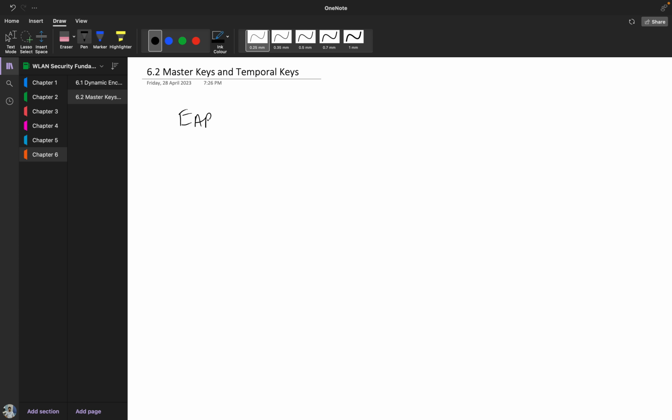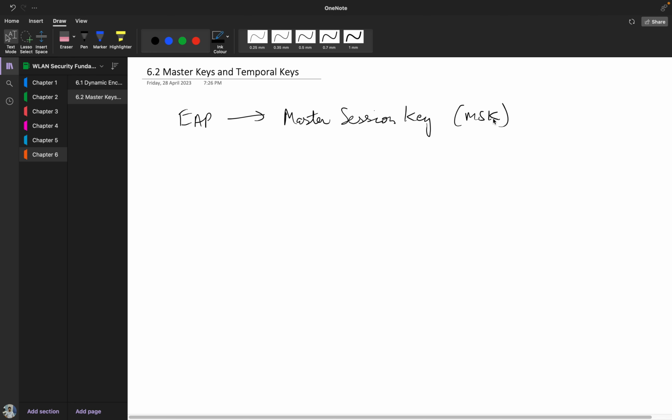So till now we have done how EAP is done, how EAP is processed, and what you need to know now is that after EAP is finished, the byproduct that comes out are some keys, right? We've discussed that some keys are formed after EAP is done. So the first key that is generated is called the master session key, which is also called the MSK. This is the master session key, also sometimes known as the AAA key.